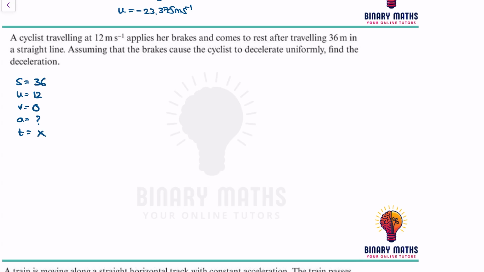Time we don't have. So we've got SUVA. So that means we're going to use the formula v squared is equal to u squared plus 2as, which means 0 squared is equal to 12 squared plus 2 times a times 36. If I rearrange it, acceleration will be negative 12 squared over 2 times 36, which means acceleration will be equal to negative 2 meters per second squared.